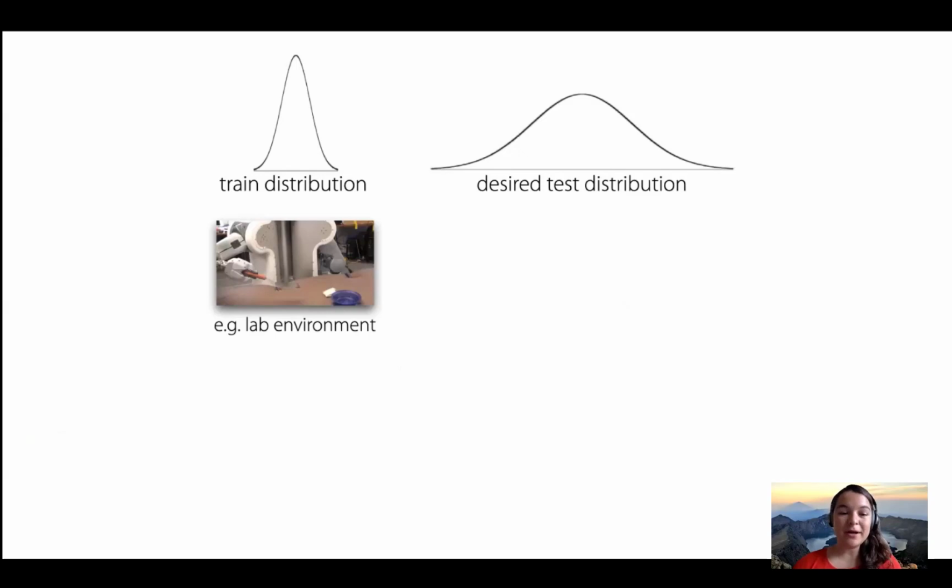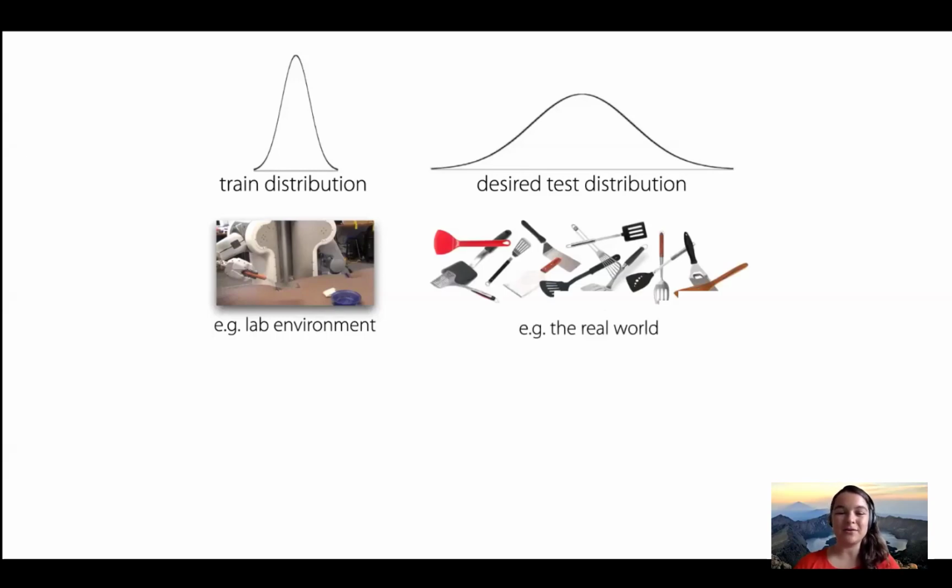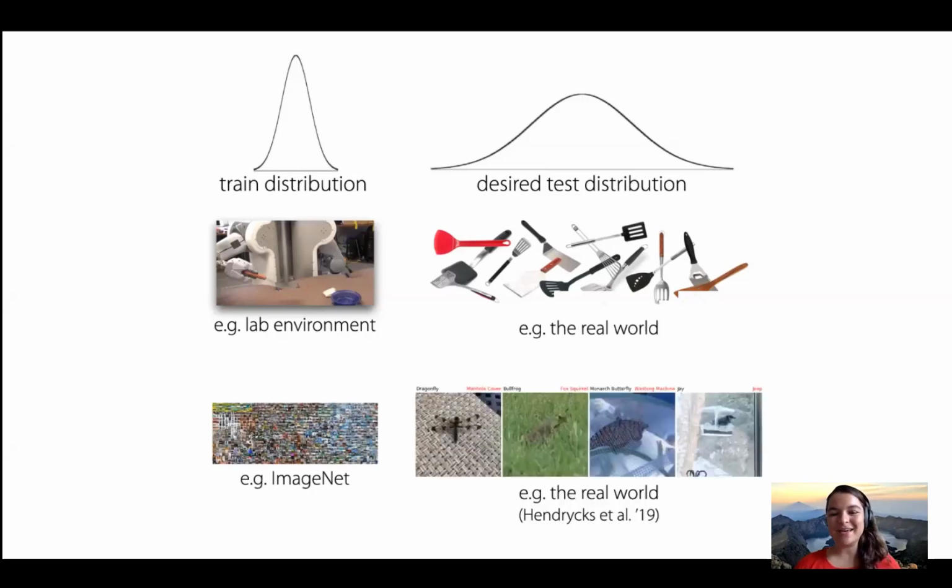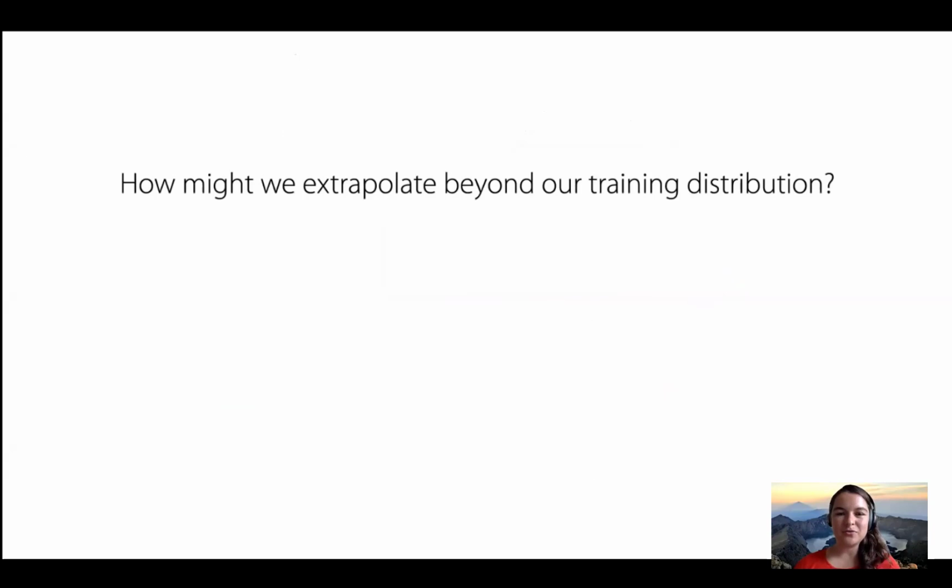For example, in robotics, one of the fields that I work in, your trained distribution may be a lab environment, and your desired test distribution may be much broader, such as the real world, where you may encounter many different spatulas or many different kinds of environments. Or in computer vision, maybe your training distribution is ImageNet, and again, your test distribution is the real world, where these classifiers may not perform well across the board. So how might we try to extrapolate beyond our training distribution if we have trouble broadening our training distribution to the extent of what we'll be seeing at test time?